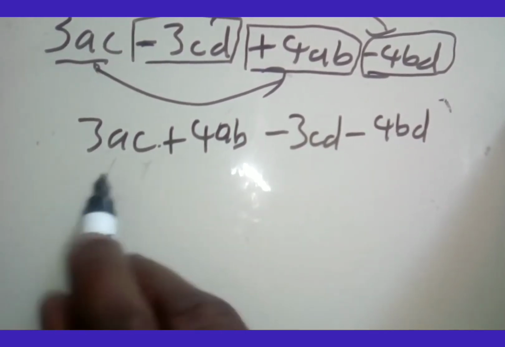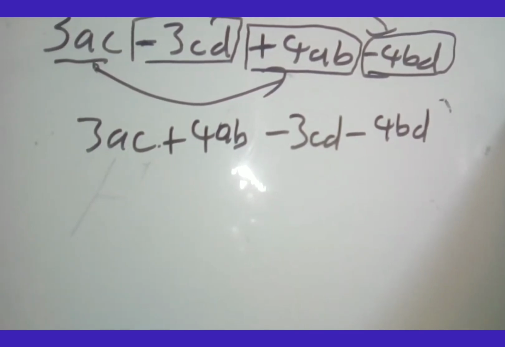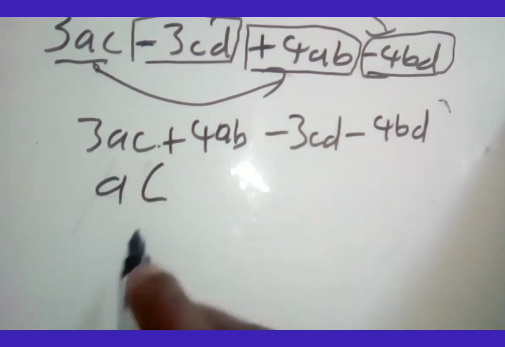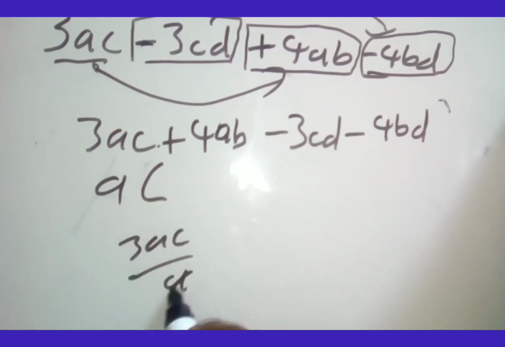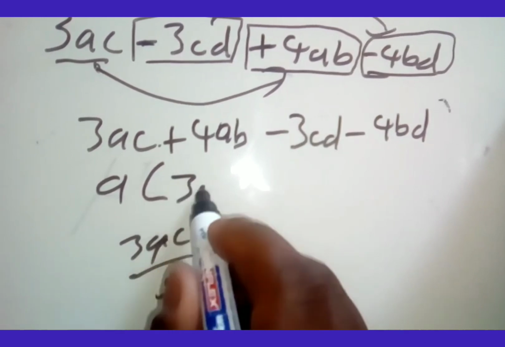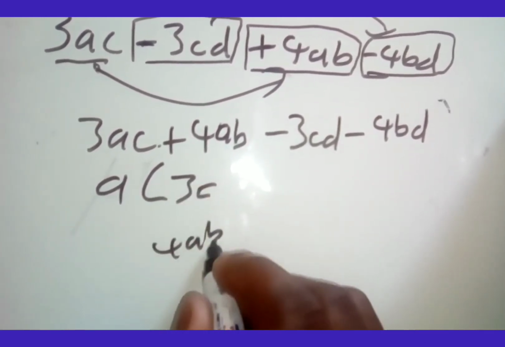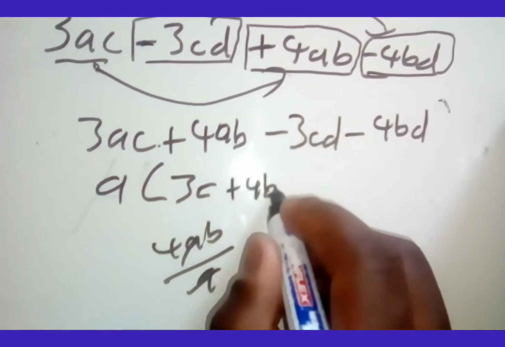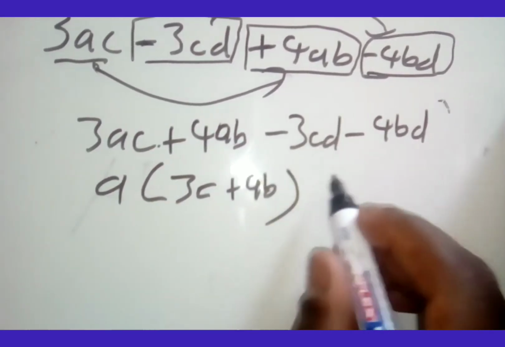What's the highest common factor there? For numbers, there's no highest common factor. What about letters? There is. So we write A. Then when we divide 3AC by A, the A's will cancel out and we'll be left with 3C. Then if we say 4AB divided by A, the A's will cancel out and we'll be left with positive 4B.